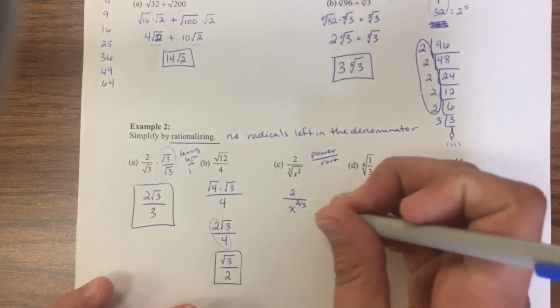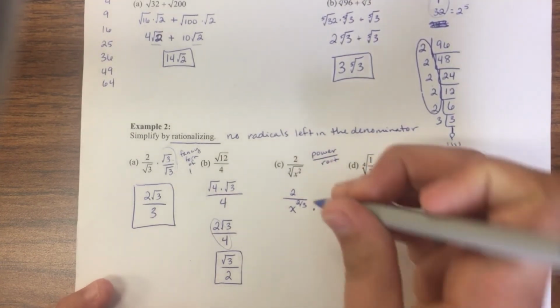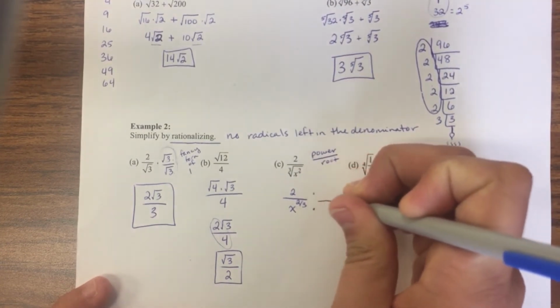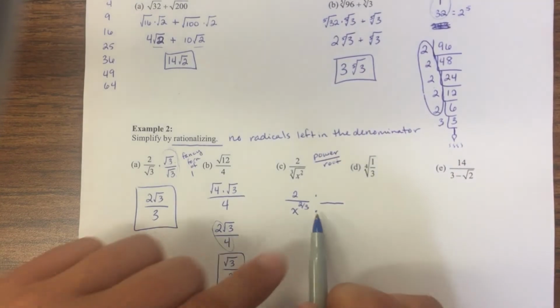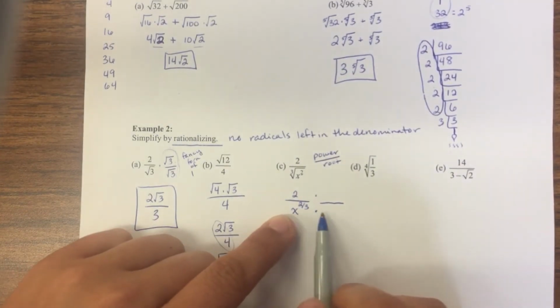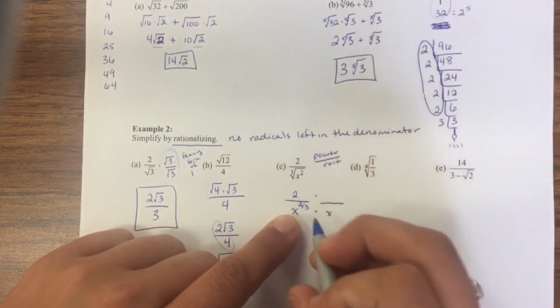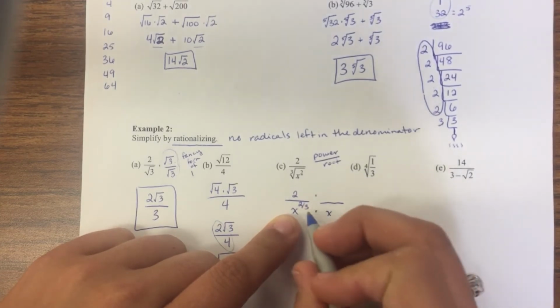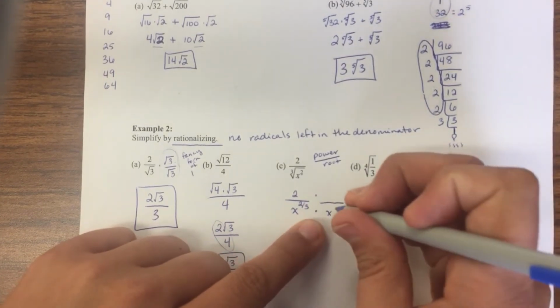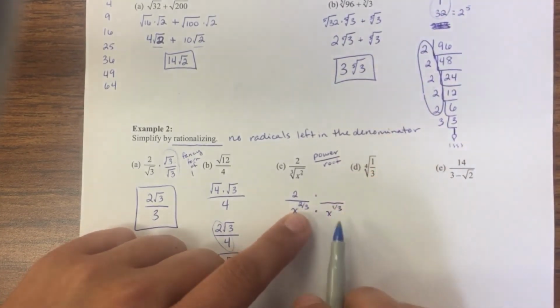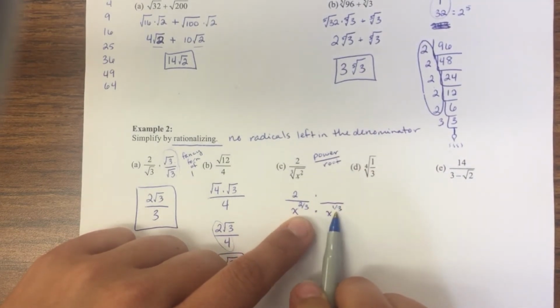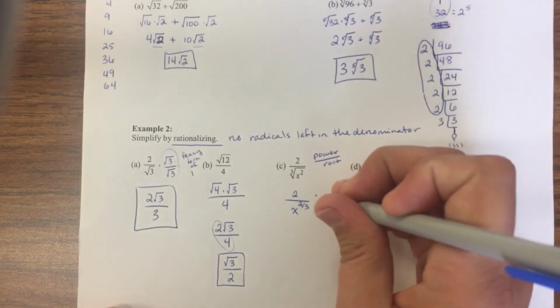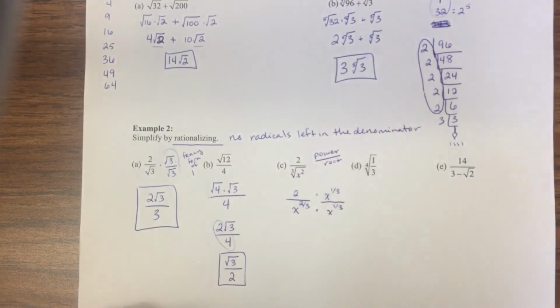But the only way that I can do that is by multiplying the top and the bottom by the same thing so that it doesn't change values. Well, when you're multiplying like bases, you add the exponents. So if I need to add a 1/3, then I need to multiply this by x to the 1/3 so that when I add those exponents, they cancel out. If I do that to the bottom, I have to also do that to the top.